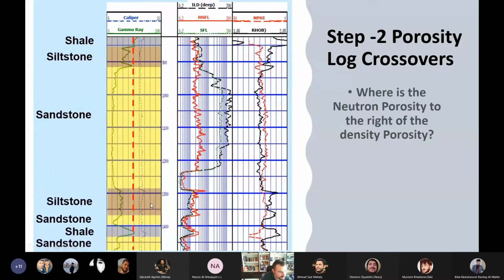Okay. Slightly different at a certain level. What happened? Your density porosity passes in the lower part. Your density porosity passes to the right side of the neutron porosity. Then you call it an impermeable zone called siltstone, right here. Siltstone in here. All right.